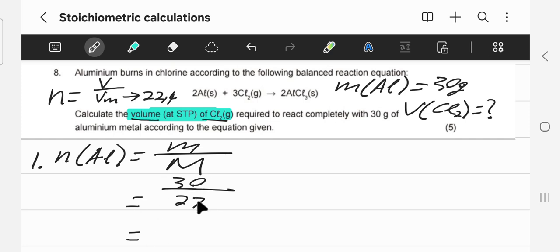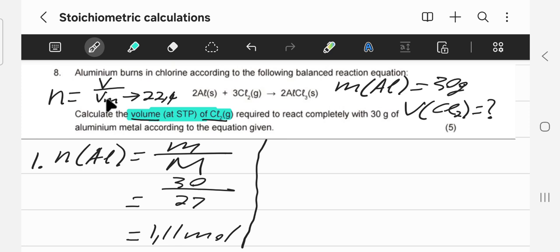Okay, when I say 30 divided by 27, the value I'm getting is 1,11 moles. I've obviously rounded this off to 2 decimal places. Now, after we find this number of moles, guys, we are now going to use it to find what? The number of moles of chlorine, but using gases. But why are we looking for the number of moles of chlorine? It's because the volume that we have to find of chlorine requires us to have the number of moles and the molar volume. So with the molar volume, we are already sorted.